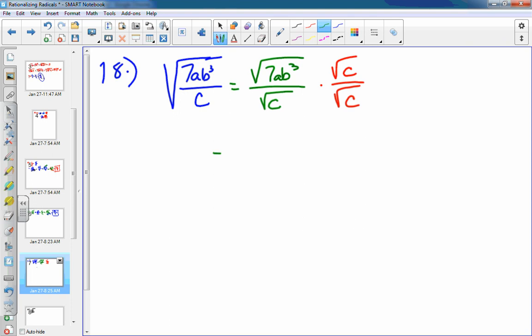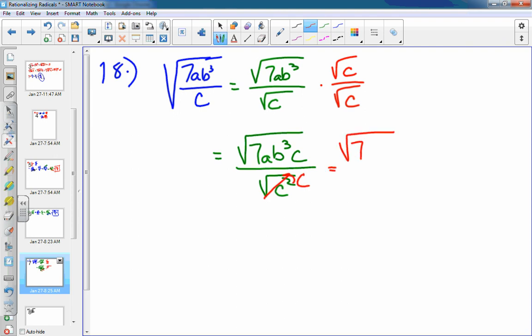Okay. 7ab cubed c all over the square root of c. Am I done? This should be squared. Very good. What is the square root of c squared? Okay, so this is going to be the square root of 7ab cubed c all over c. Am I done now?